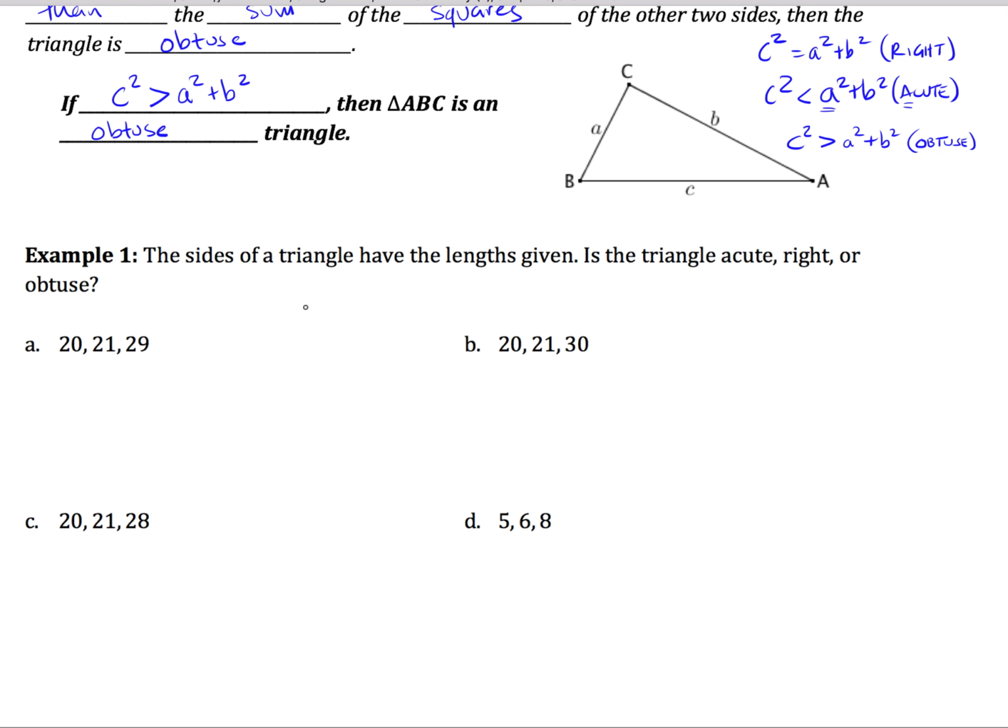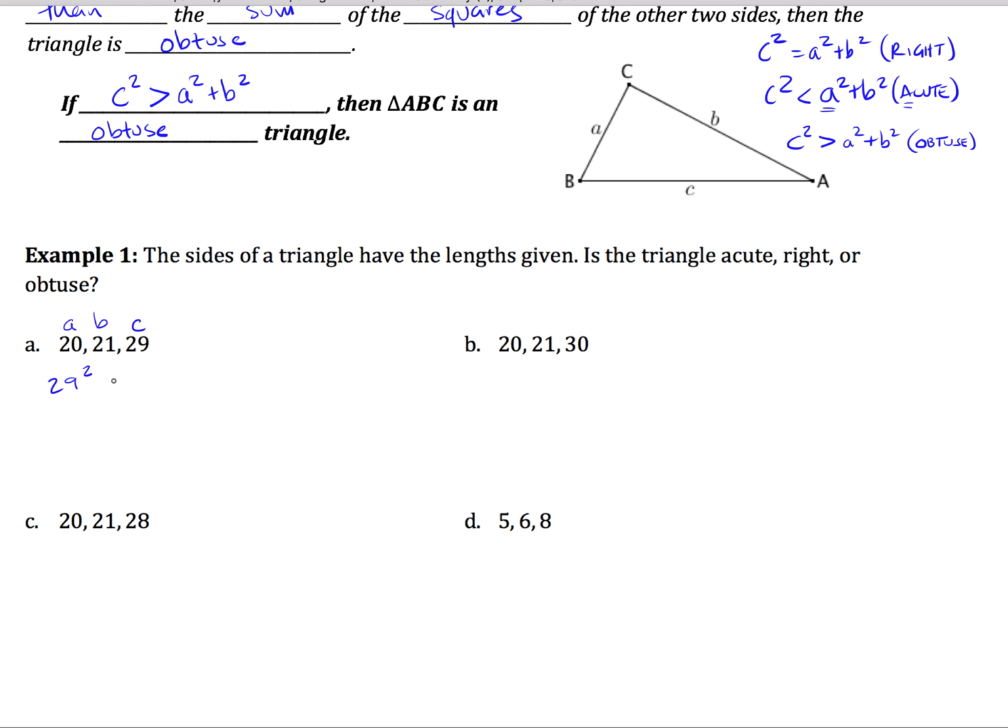cases and decide whether we're looking at acute triangles, right triangles, or obtuse triangles. So on example A down here, we know we have 20, 21, and 29 as our side lengths. We don't even have a picture to look at, but with just those side lengths, we can decide whether it's going to be a right triangle, an acute triangle, or an obtuse triangle. Now, the C in our C squared, A squared, B squared arrangement has to be the longest side. So 29 is going to be our C. So 29 squared is what we're going to compare to the other two sides added together. It doesn't matter which one's A and which one's B, but the longest side always has to be C.